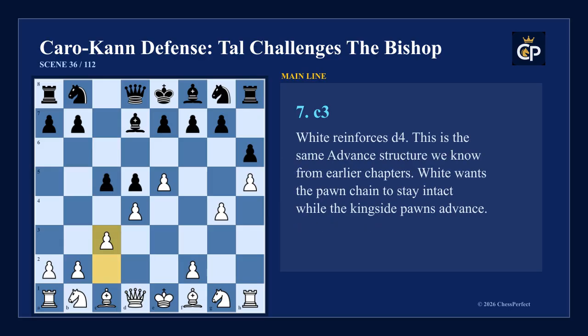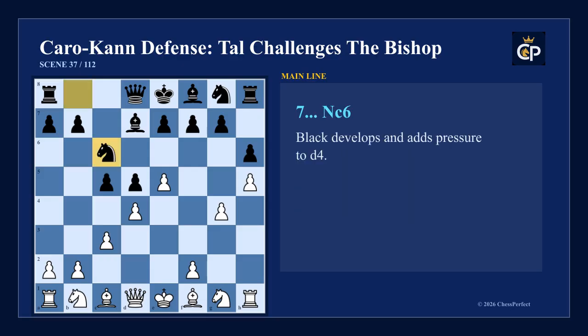c3. White reinforces d4. This is the same advanced structure we know from earlier chapters. White wants the pawn chain to stay intact while the kingside pawns advance. Knight c6. Black develops and adds pressure to d4.